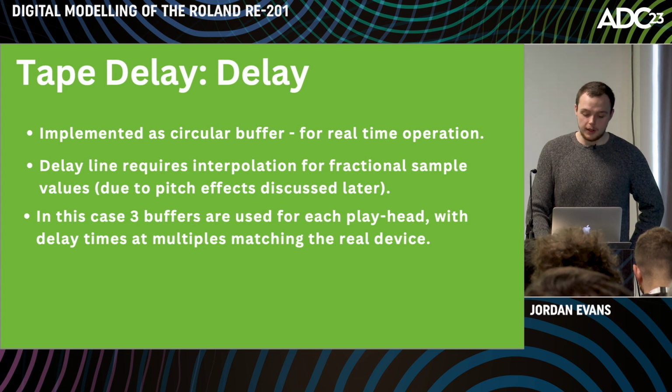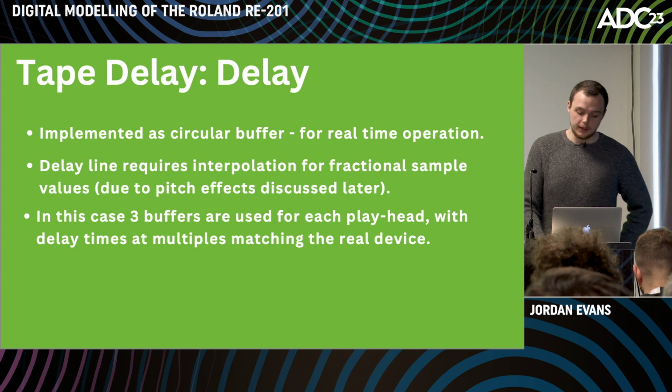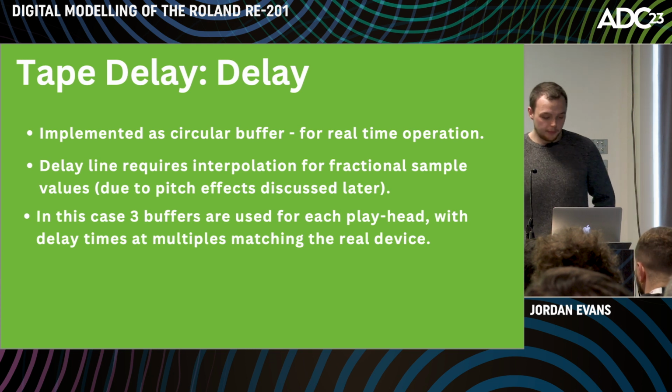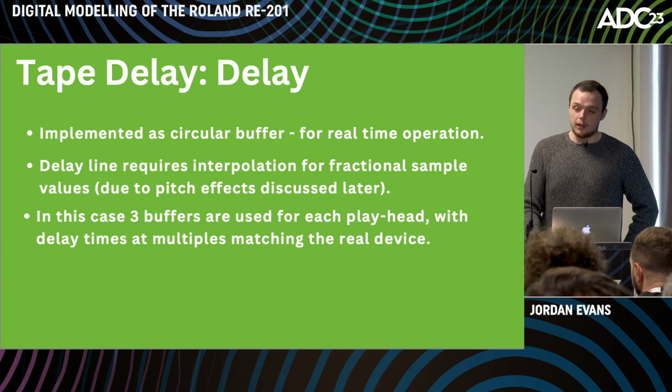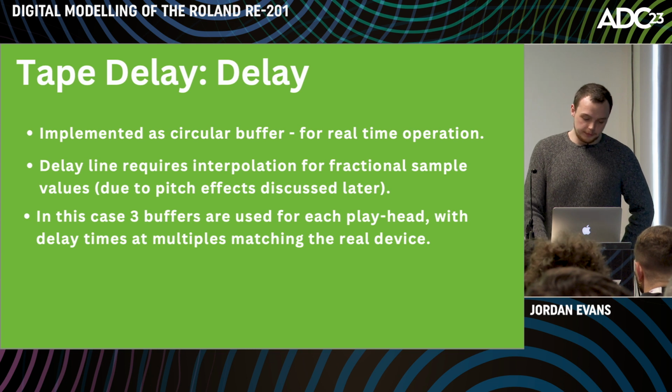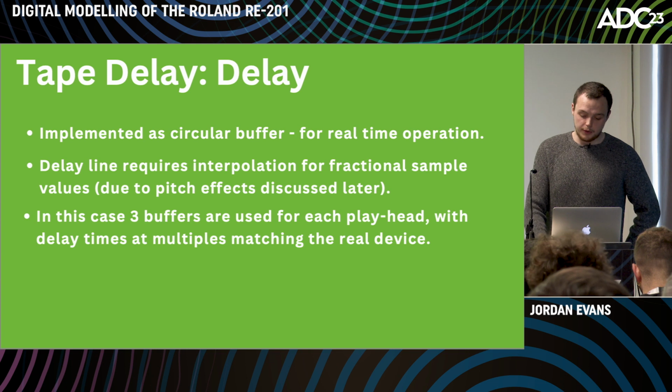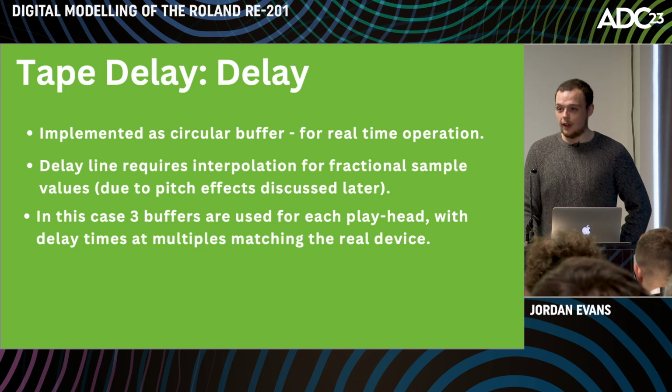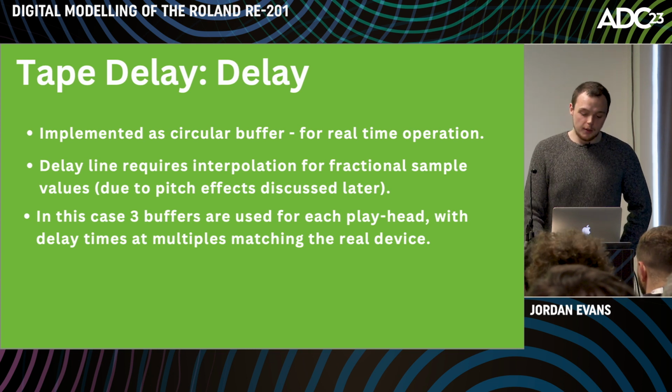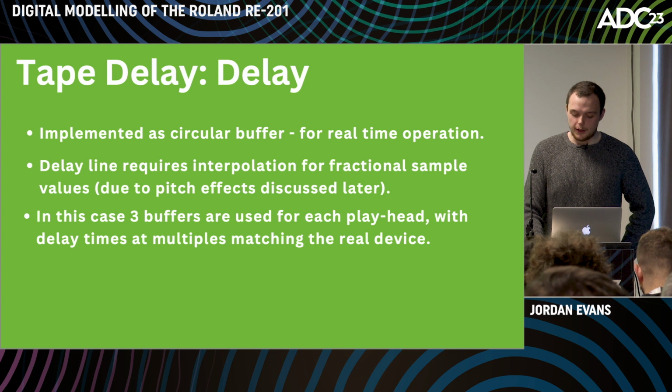And the reason for this is we are using modulation effects and pitch effects. And these are quite important. So we use a circular buffer with linear interpolation. In this case, we use 3 buffers, or I've used 3 buffers for each playhead, with delay times at multiples matching the real device. Now, you can use 1 circular buffer and have 3 read pointers, but I've found that this causes phasing effects when adding the signals back into that 1 buffer.